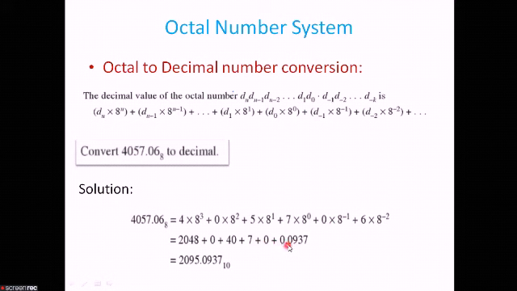Next is 0.0937. When we are doing the addition of the whole numbers, it is coming 2095.0937 to the base 10. This base denotes that it has become a decimal number. So whenever there is a decimal conversion, you have to do it like this.